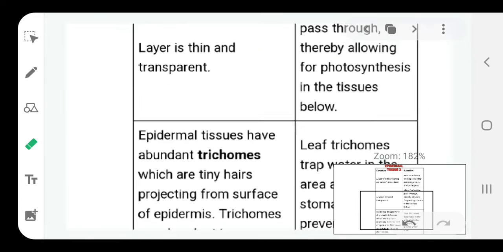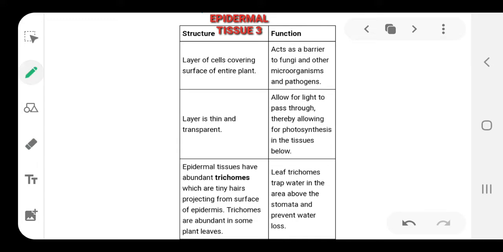In this simple permanent tissue, the first one is the epidermal tissue, part 1. Here the structure is a layer of cells covering the surface of the entire plant. Okay. So, they cover approximately the whole plant body, and they act as a barrier against pathogens like fungi and other microbes. So, they also act as protection, and the layer is thin and transparent, and as a result they allow light to pass through, thereby allowing the process which the plant performs called photosynthesis.